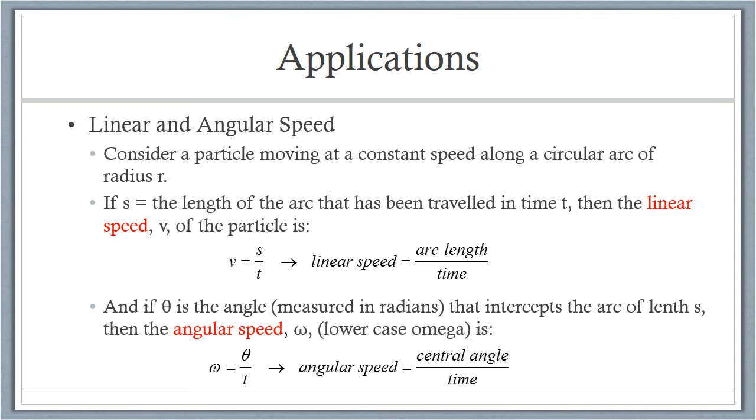So if theta is the angle that intercepts the arc of length s, the angular speed omega is omega equals theta over t. Angular speed is the angle in radians divided by time. So how fast the angle is changing is how much of an angle we have covered divided by how much time it has taken to do that.